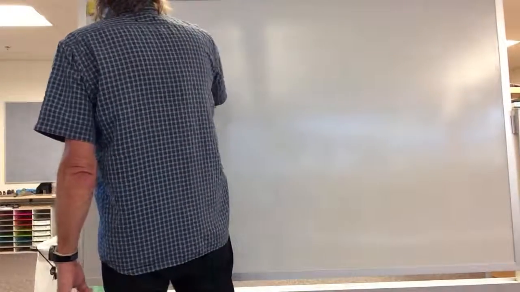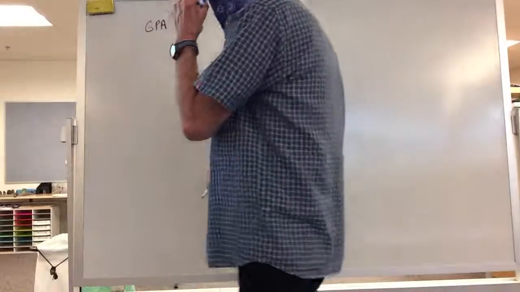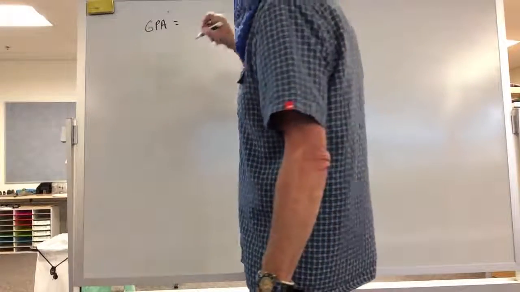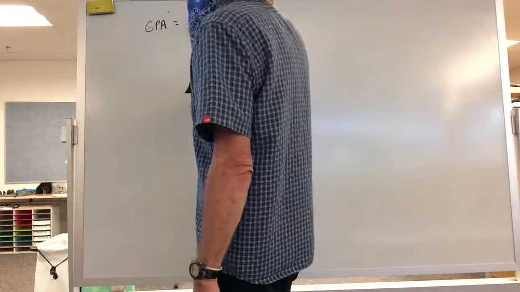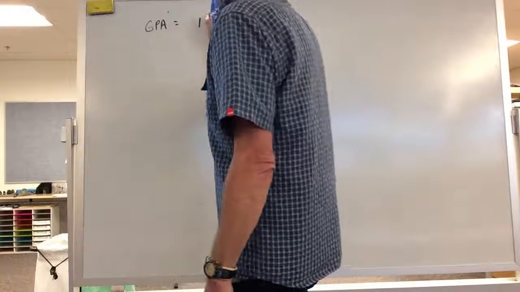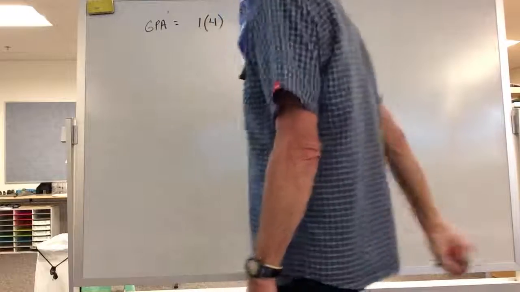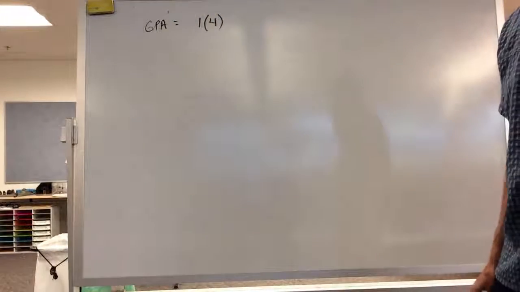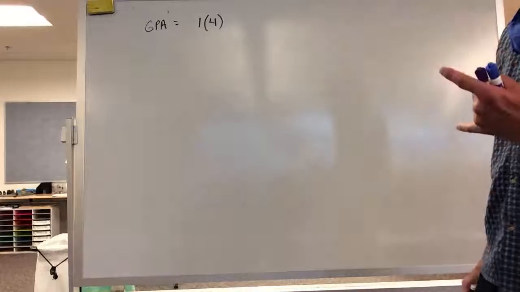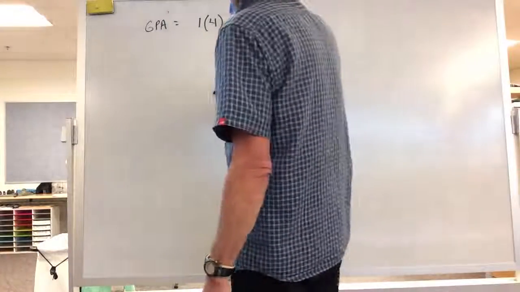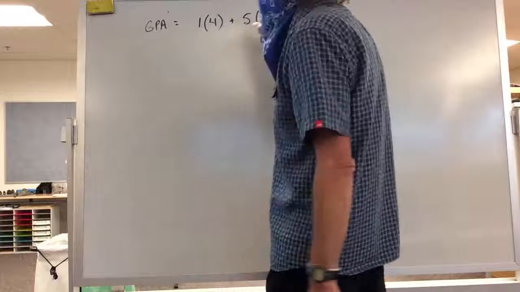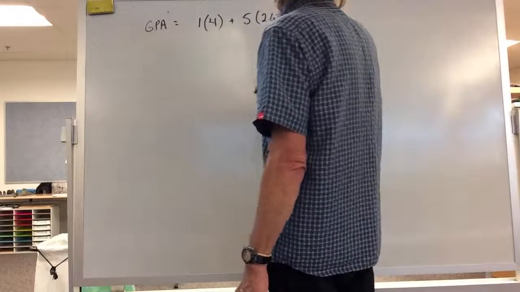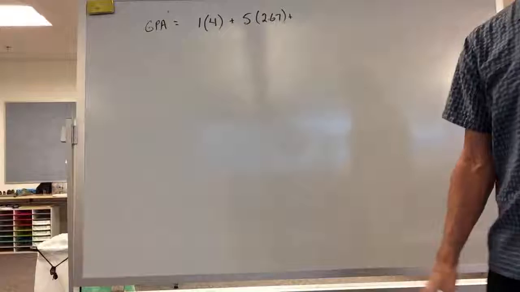And then we're going to go to what the form would be. Okay, so her GPA is going to be equal to this right here. So she has 1 credit at an A, which is 4 points. So she gets 1 times 4, or 4 points. And then we're going to add to that the calc, which is 5 credits times 2.67 points.